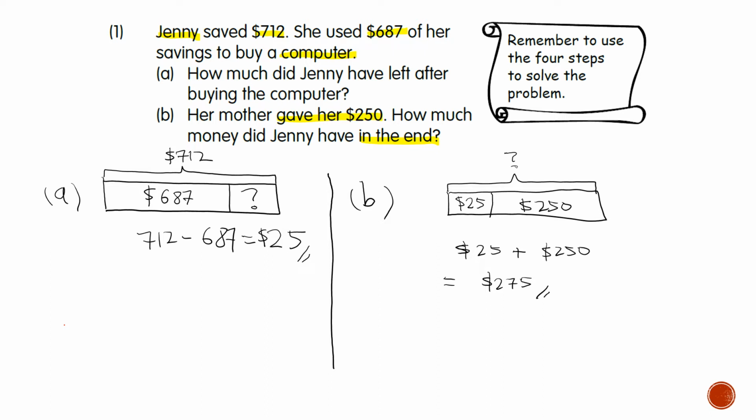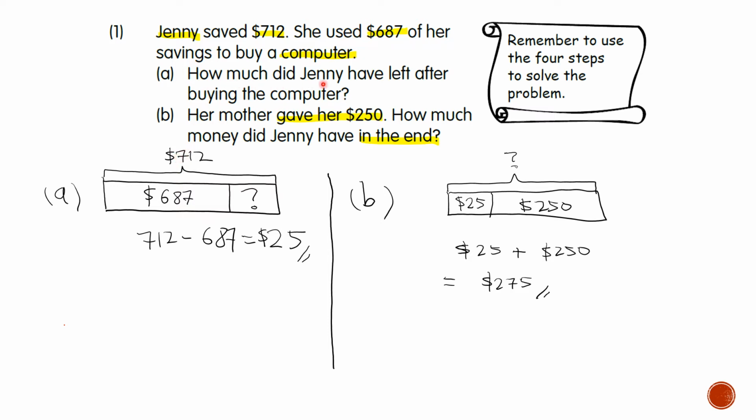Let's check everything now. Have we used all the information? I'm going to use a laser pointer. 712, yes, we have used it here. 687, yes, we have used it here, and we check. She saved 712. She used 687 of her savings. That means this 687 came out of the 712. Correct. So 687 came out of the 712.